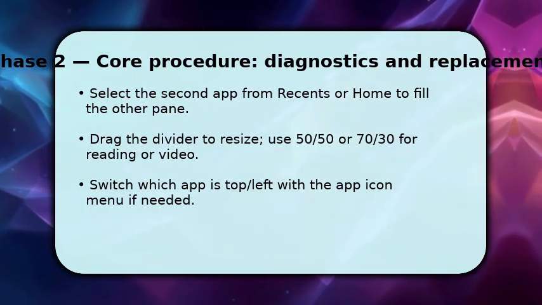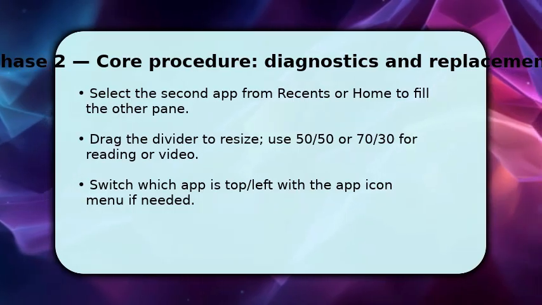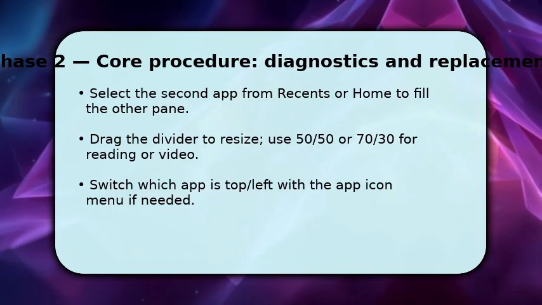Then adjust the divider. Drag it toward the app you want smaller. For multitasking, aim for 50/50. For video versus notes, try 70/30.